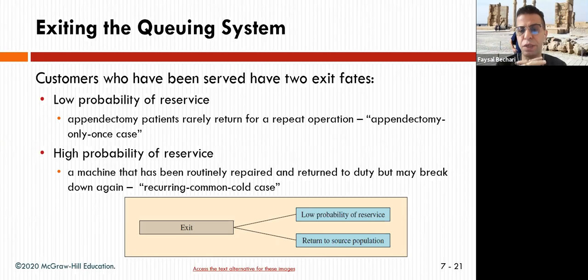So the customer who has been served has two exit fates. Either a low probability, a low chance that they can come back again at the same time and get that service, or they might have a probability that they return to the same thing. You need to distinguish that, because if he comes out of the lineup and gets the service, do you want him to come back into the same line again and wait, or continue coming to the front? These are the things that you need to take into consideration also.